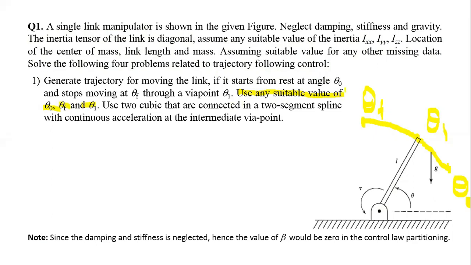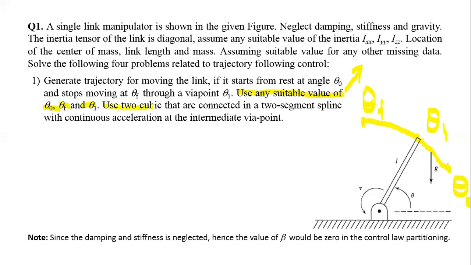But it is important to note that we have to select the values of theta naught, theta f, and theta 1 in such a way that all these values come in the same quadrant of a 4-quadrant system. Their values may all come in the first quadrant, or all in the second quadrant, or all in the third or fourth quadrant, in order to make the system stable.